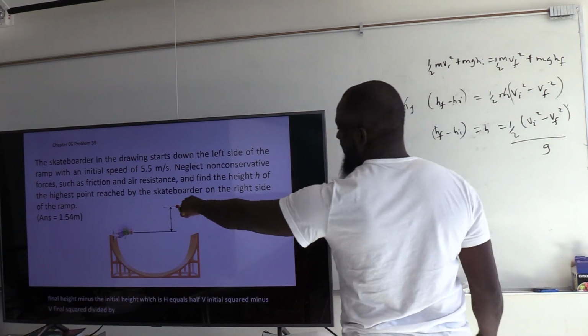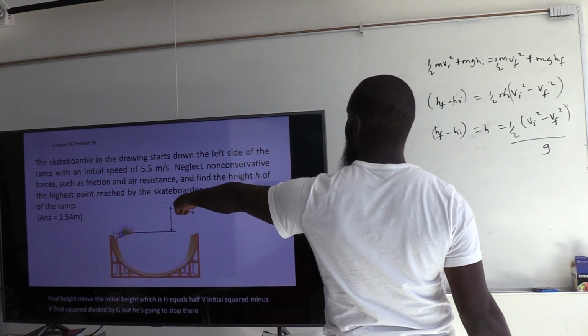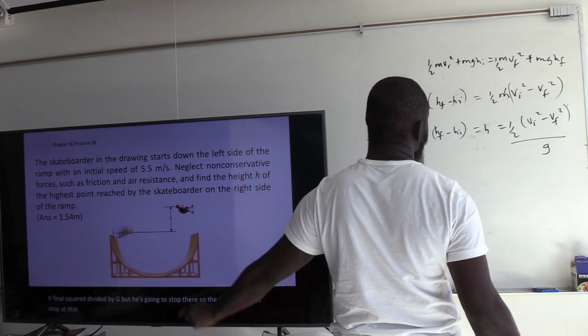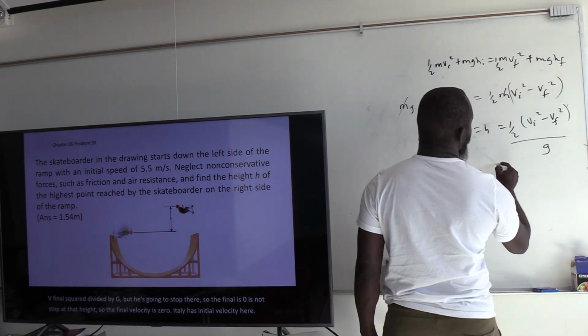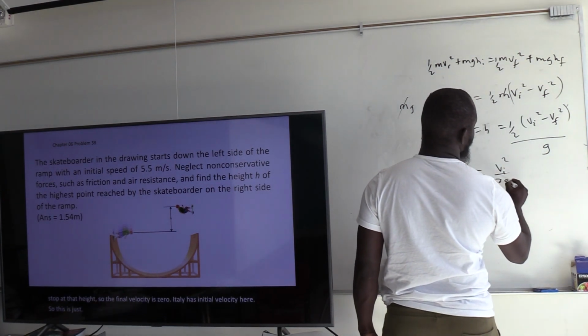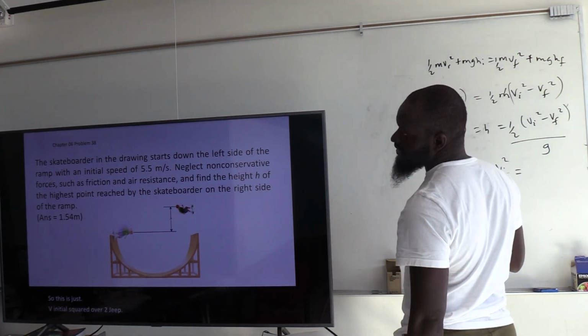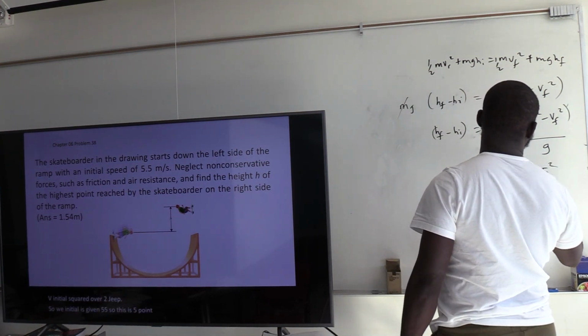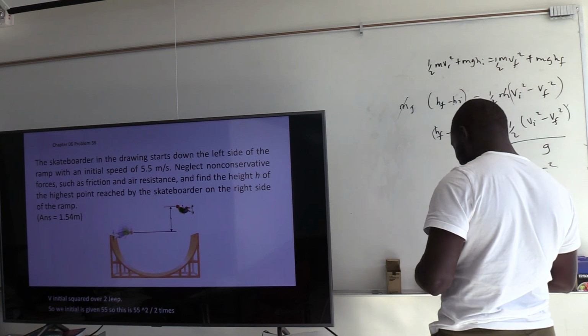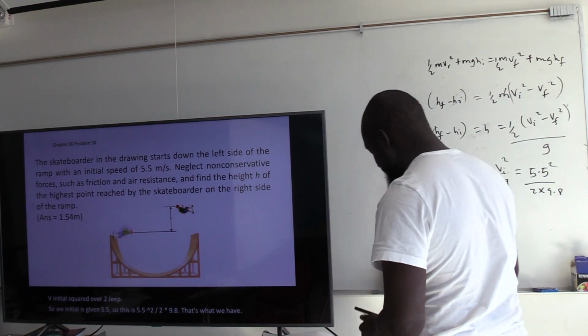But he's going to stop there. So the v final is 0. He's going to stop at that height. So the final velocity is 0. It only has initial velocity here. So this is just v initial squared over 2g. So v initial is given, 5.5. So this is 5.5 squared over 2 times 9.8. That's what we have. Let's do that and see if we get the correct answer.